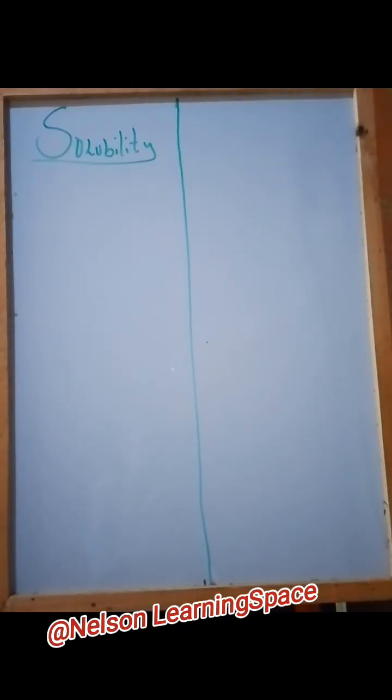Solubility in chemistry. Solubility is very simple, like A, B, C. What is solubility? Solubility is just the amount of solute that can be dissolved in a solvent at a given temperature, or at a particular temperature. So today, I'll be guiding you on the right formulas to use to solve solubility questions in your exams. But before that, let me show you something about solubility.